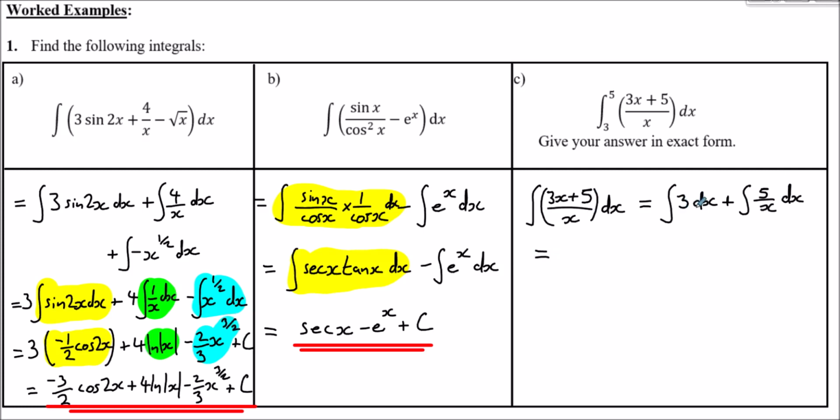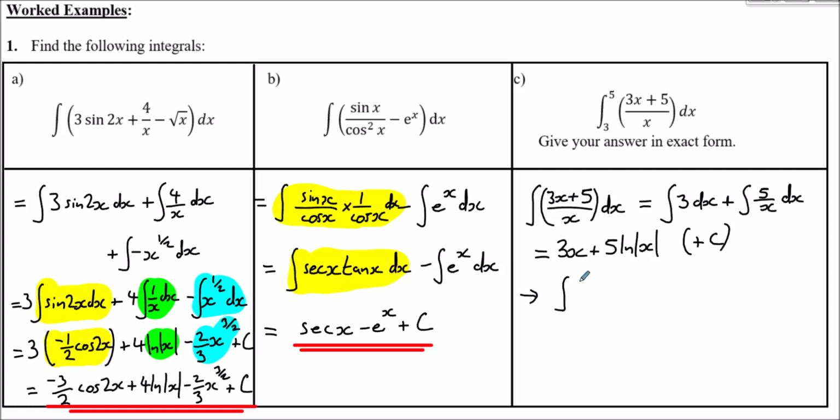So integrating 3 with respect to x, that's going to be 3x. Integrate this, take the 5 to the outside, because it's a constant. I've got 5 lots of 1 over x. 1 over x integrates to the natural log of mod x. And of course, we've got the plus c.